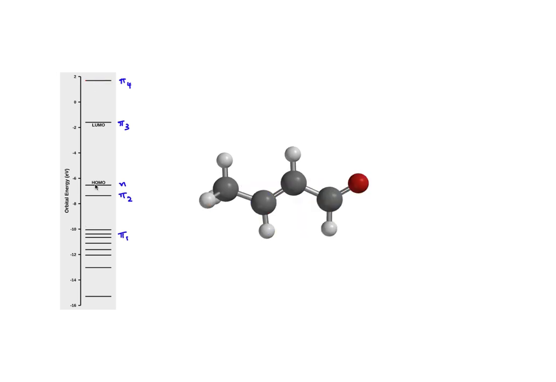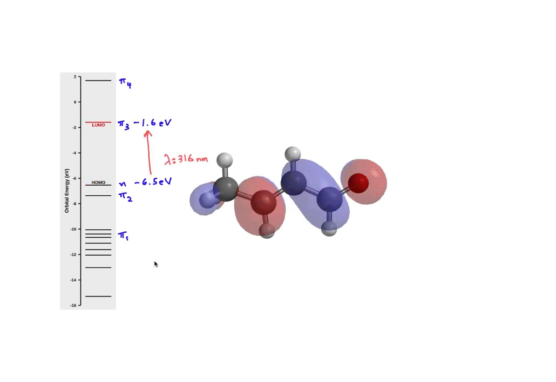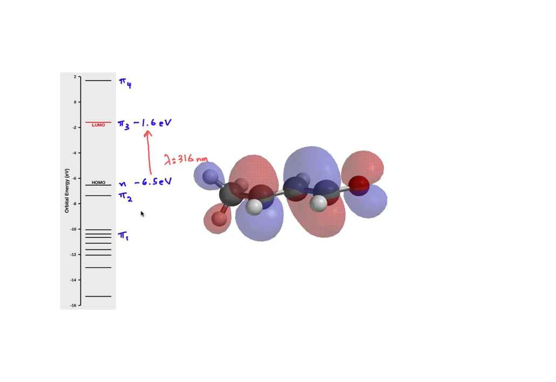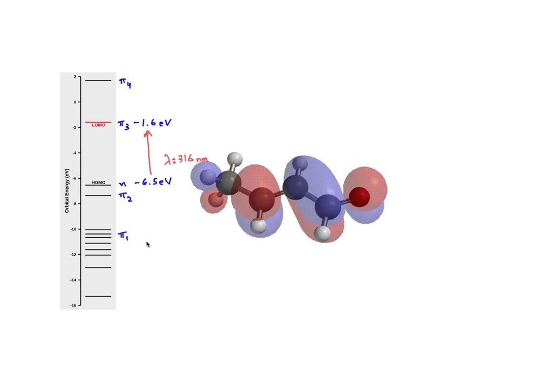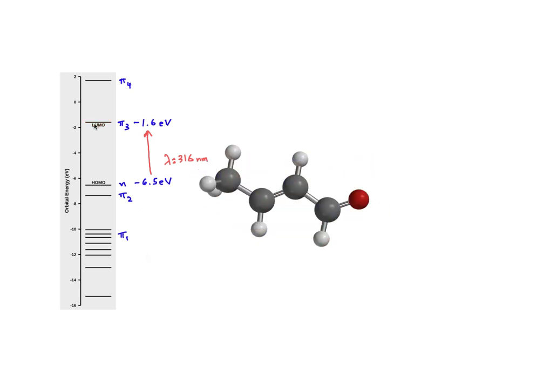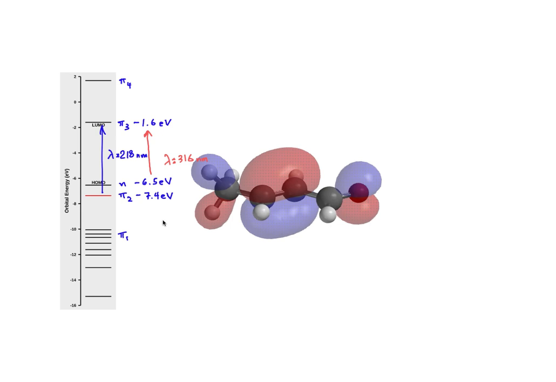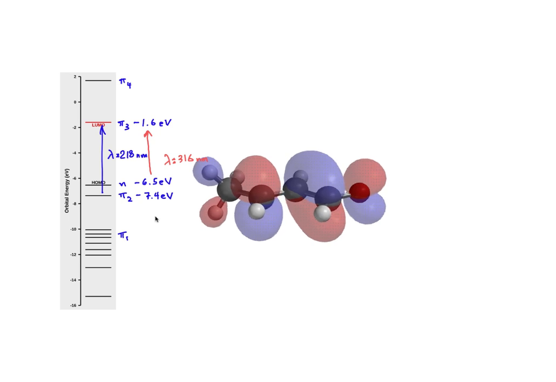At low energy light, 316 nanometers, the n orbital, at minus 6.5 electron volts, has an electron promoted to pi 3 at minus 1.6 electron volts. On the other hand, higher energy light, 218 nanometers, promotes an electron from the lower energy pi 2 orbital at minus 7.4 electron volts up to the LUMO at minus 1.6 electron volts.